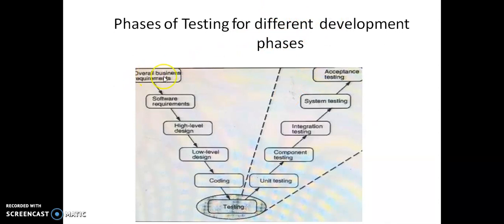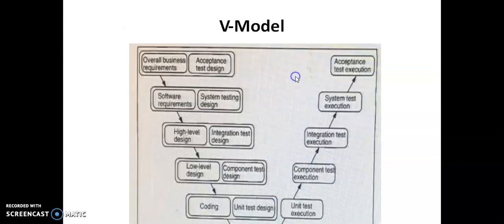This is the overall business requirement, and for this we have acceptance testing, and for software requirements we have system testing. For high-level design we have integration testing, and for low-level design we have component testing, and for coding, unit testing. This testing has been divided into two portions. One is the design, and after its completion we will go for execution. So this is the design phase, and this is the execution phase. Acceptance test design is done in the overall business requirements, and the execution is done at a later stage. So it's a typical example that explains how the V model works.